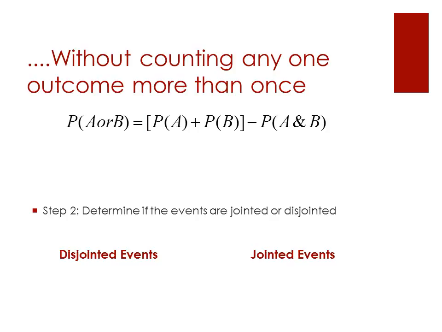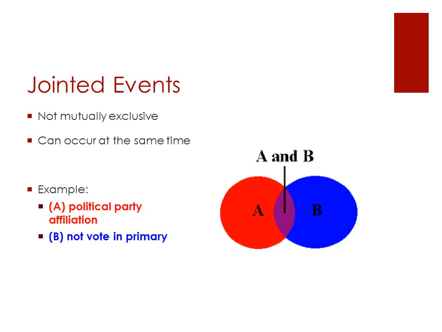So let's take a few moments and look at these two different types of events and how we would solve each of these problems. If we're talking about a joint event, these events are not mutually exclusive and can occur at the same time. Here you can see in this diagram the ability to have A, B, or A and B simultaneously. For this particular example, I labeled A as being a political party affiliation, and B, not voting in the primary. So do you have a political party affiliation, and did you not vote in the primary? I could have just not voted in the primary, I could have just a political party affiliation, or I could have a political party affiliation and not have voted in the primary. So all three are possible.